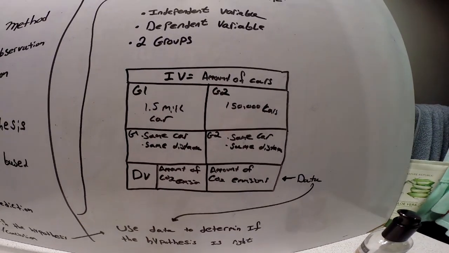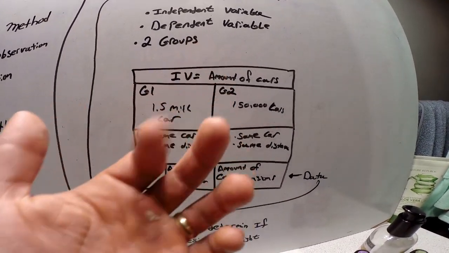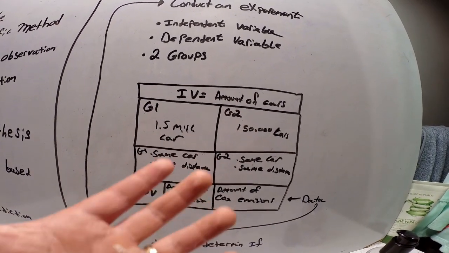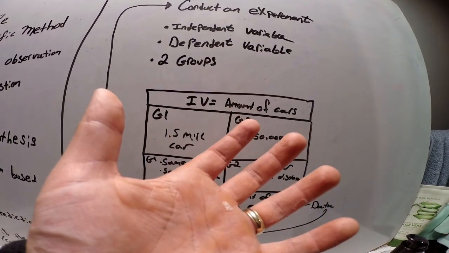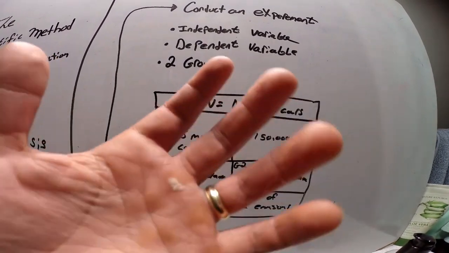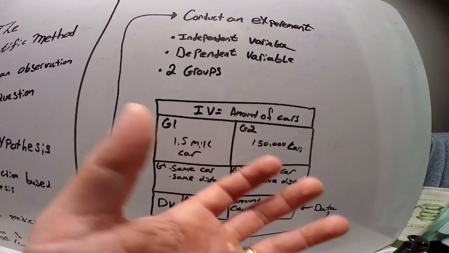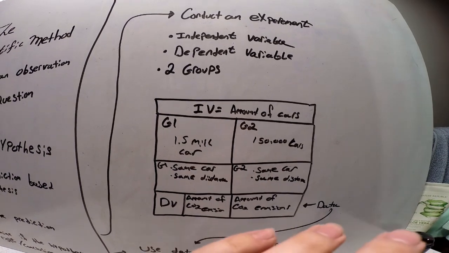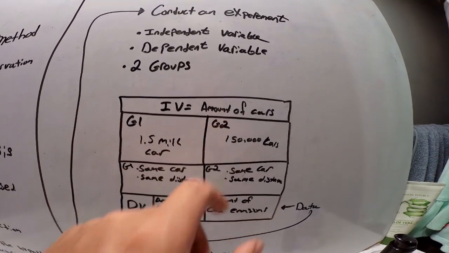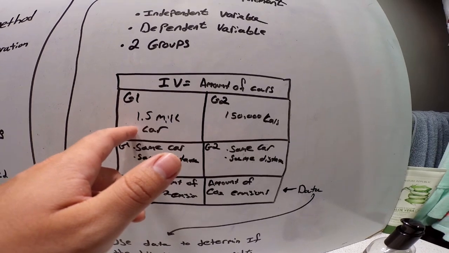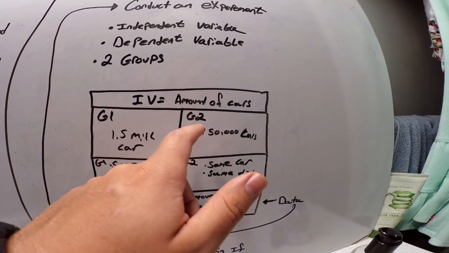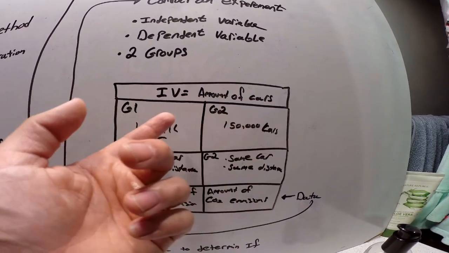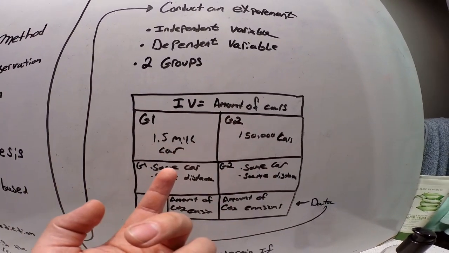Right here's a little chart I made. We have IV, which is your independent variable. For this experiment, I'm going to do air pollution, so I'm going to do the amount of cars. The amount of cars is the independent variable, the thing that I change between both the groups, because everything else is going to stay the same. So we have group 1 and group 2. It's going to be the amount of cars. I have 1.5 million cars in group 1, and group 2 is going to be 150,000 cars. So that was the independent variable. I changed the amount of cars.